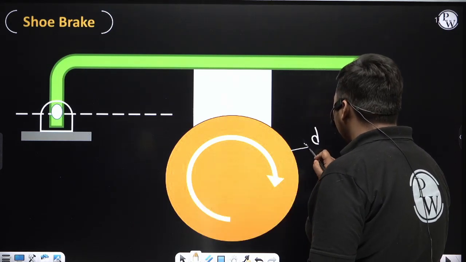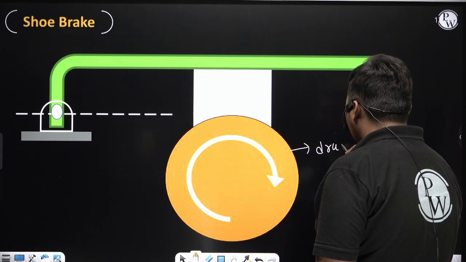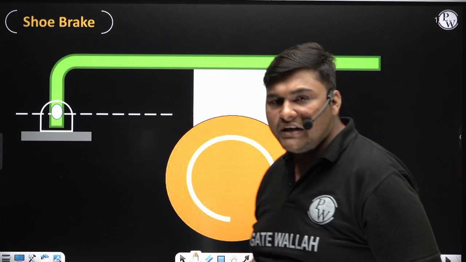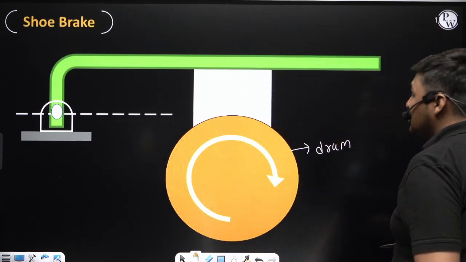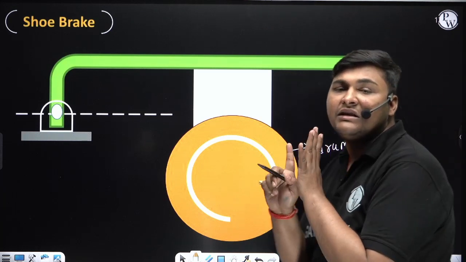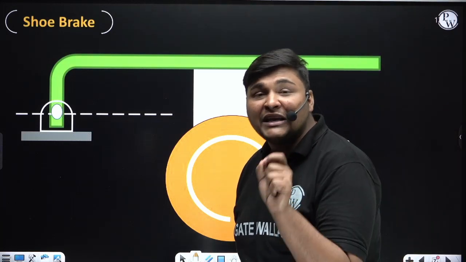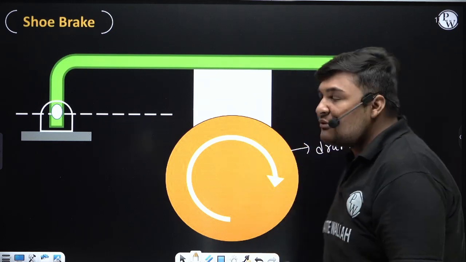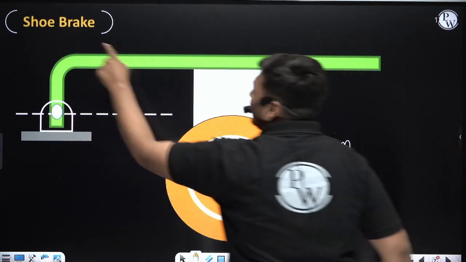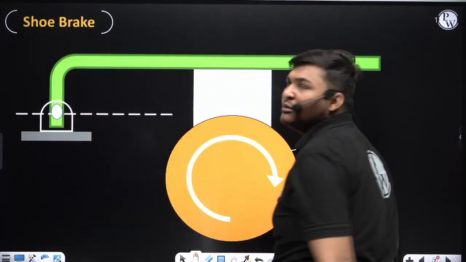In this diagram, this link is the drum. And this drum is rotating, like in this diagram it is rotating in the clockwise direction. Our objective is to apply brake on this drum, meaning we want to get braking action in this drum. The device or brake which I am using is this, and this brake is nothing but a shoe brake. It is the diagram of a shoe brake.